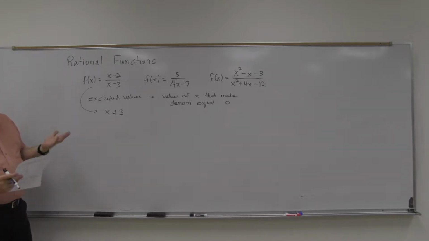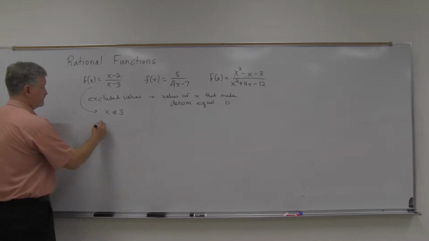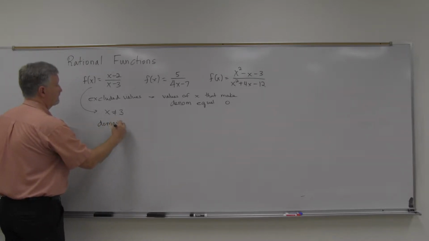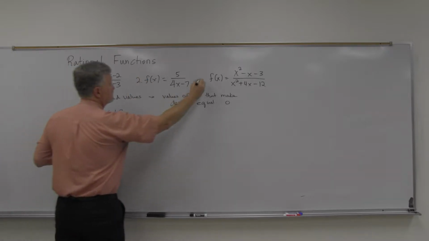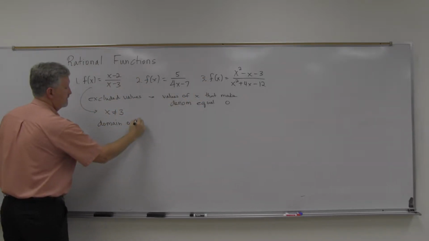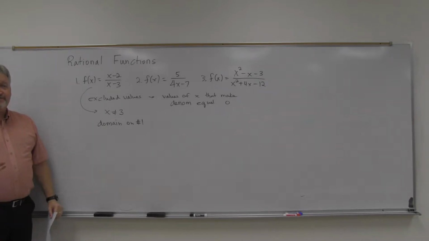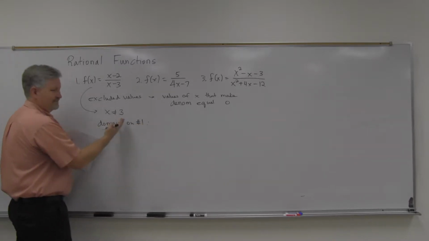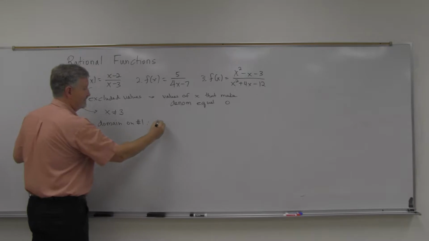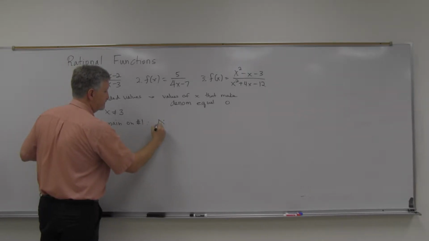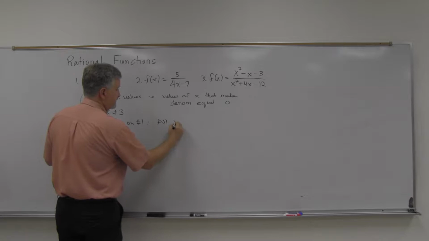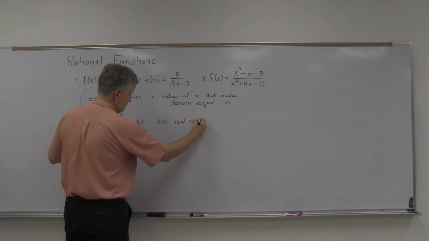Now what that means is, if it asks for the domain then, I forgot to put my numbers, 1, 2, 3. So the domain on number 1, well, the domain is the input values, what x can be, and so what can x be in number 1? Anything except 3, right? So the domain, that's probably the best way to put it, is all real numbers except x can't be 3.